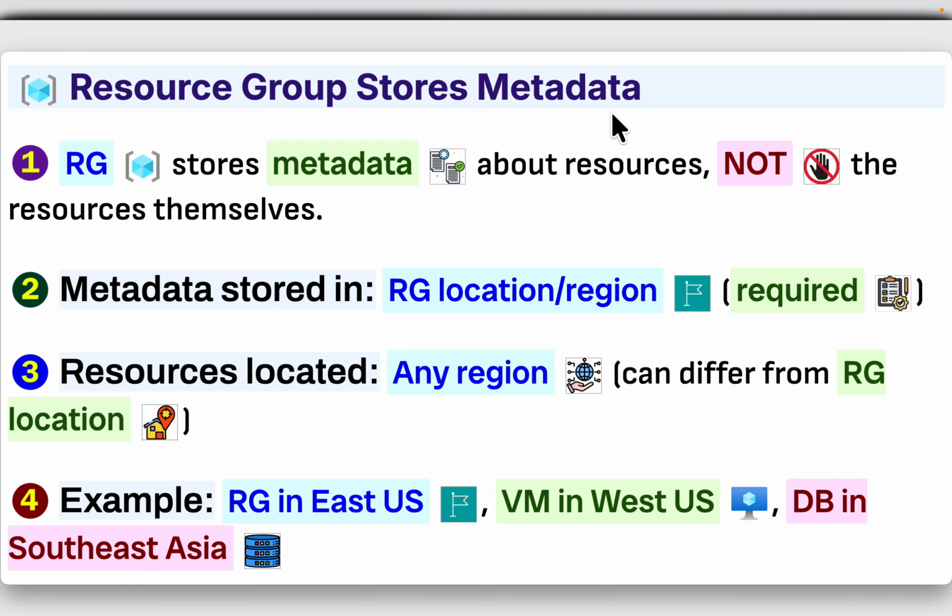So resource groups store metadata. Just to remember this information, resource groups store metadata about resources, not the resources themselves. Metadata is stored in the resource group location and region. This is required. So when you create a resource group, you need to choose a region. Resources can be in any other region and can differ from the resource group location. So our resource group can be in one region, and a virtual machine, let's say, can be in a different region altogether. Example: resource group in East US, virtual machine in West US, and database in Southeast Asia.